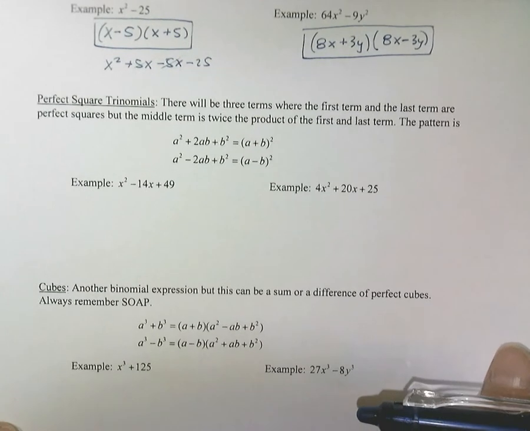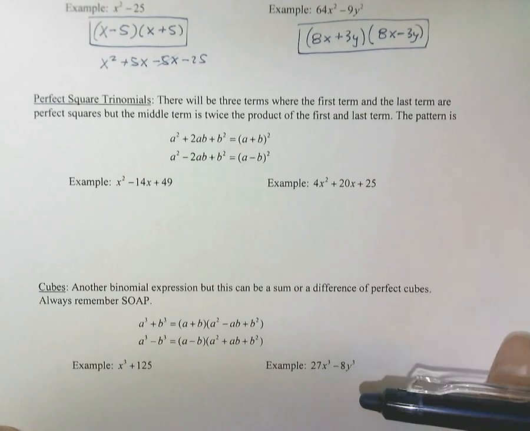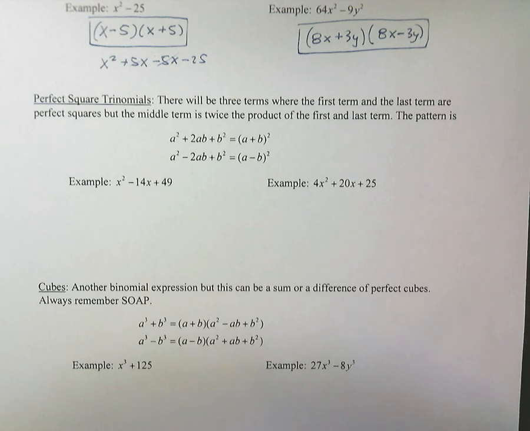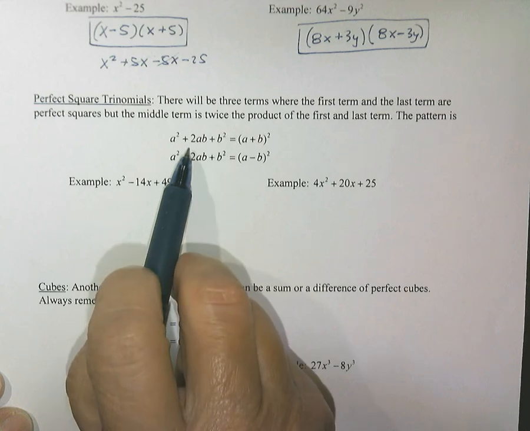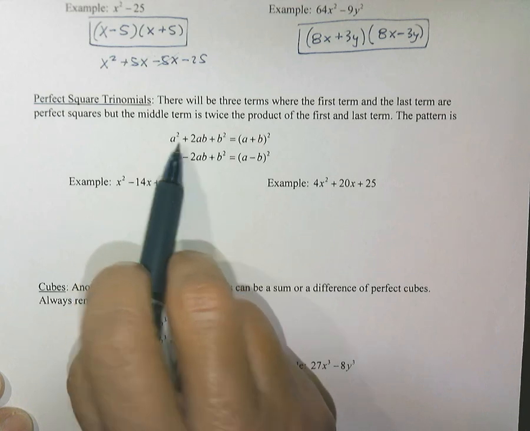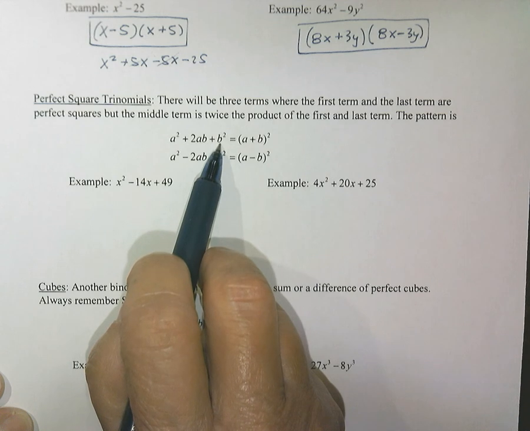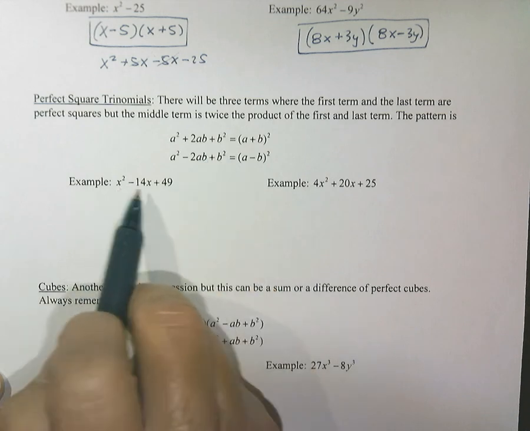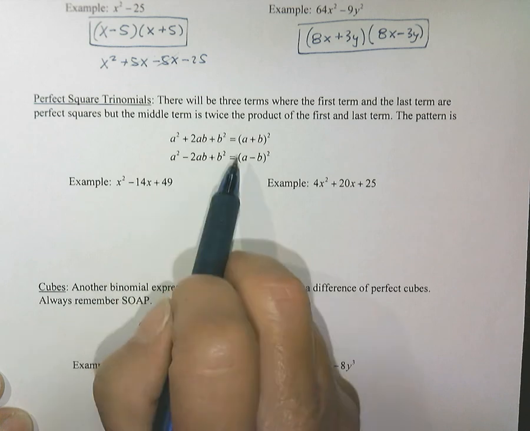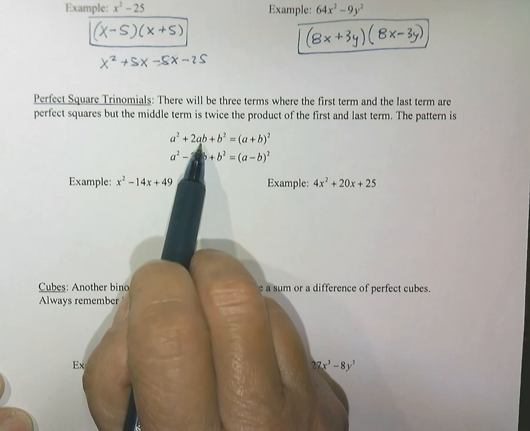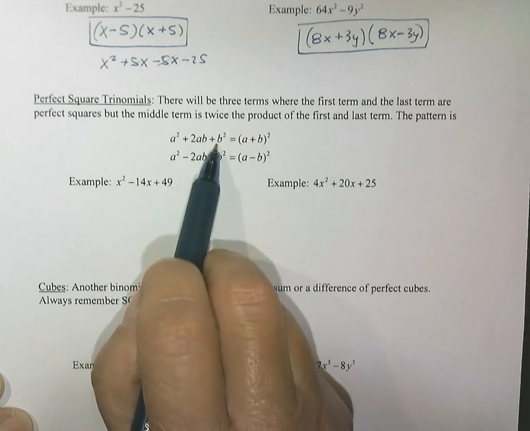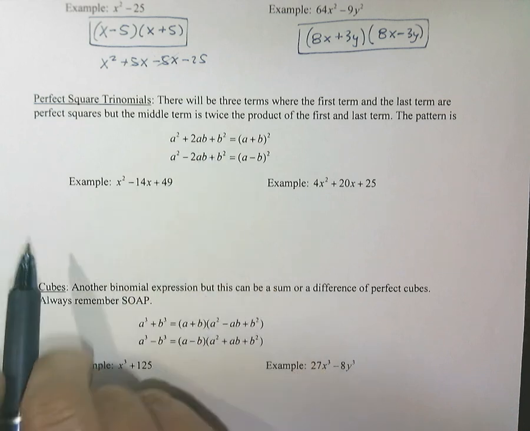Perfect square trinomials, you don't have to recognize perfect square trinomials, but if you do, it makes your life a little bit easier, makes your work a little quicker. So you've got this pattern here. Perfect square at the front, perfect square at the back. So here, perfect square at the front, perfect square at the back. It's always a plus sign in front of the b squared. And if you take the square root of the first and the square root of the back and multiply them together and double it, you'll get the middle term.